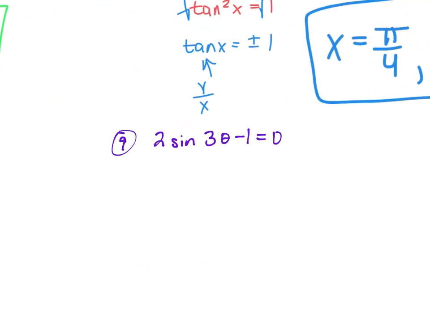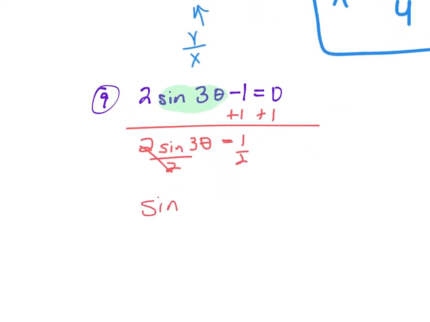I look here, and this is a multiple angles problem because when I look at my trig function, there is a number in front of the theta stuck to it. So let's get our trig function by itself. We're going to add 1 to both sides. So I have 2 times the sine of 3 theta equals 1. Divide by 2. So sine of 3 times theta equals 1/2. Okay, that's our y values.